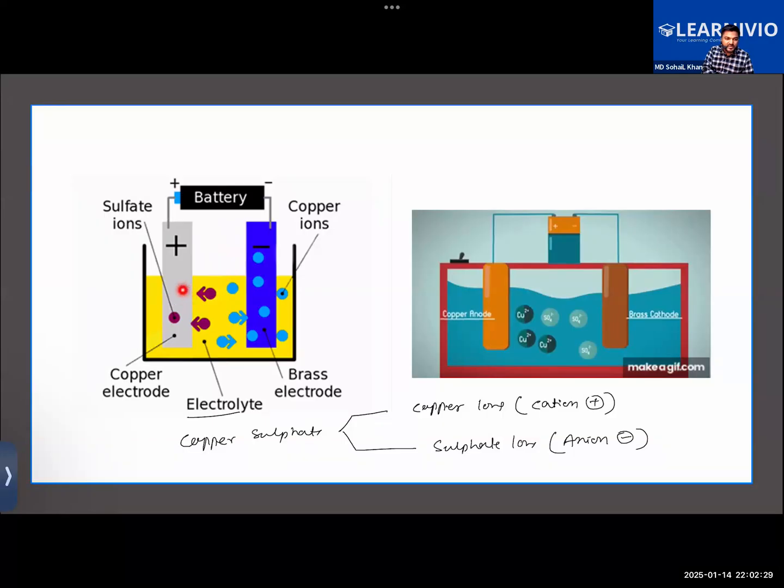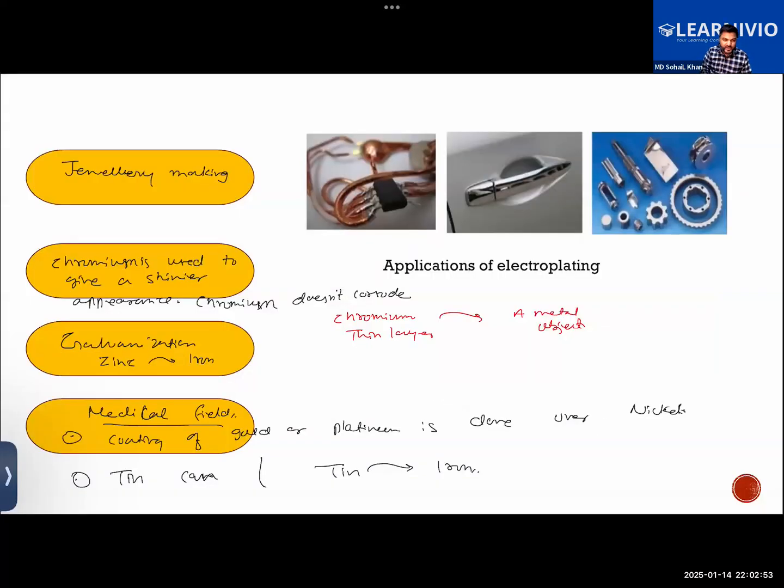Also, we will see that the copper from this anode will also break away. It will little by little break away, go into the electrolyte and then be deposited. That's why, when the process is carried out, the copper rod will become thinner as the metal from the copper rod goes onto the brass. So that's the process of electroplating, and it has various applications, as in jewelry making, as you were saying.